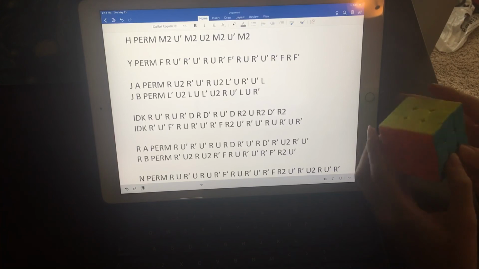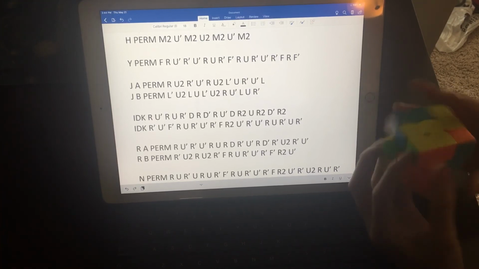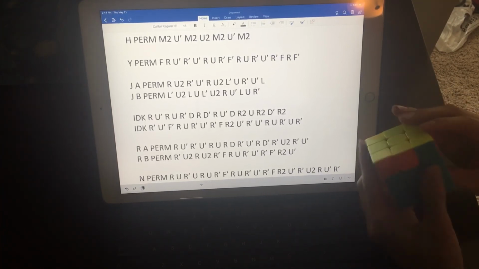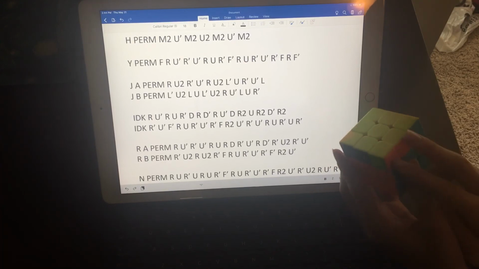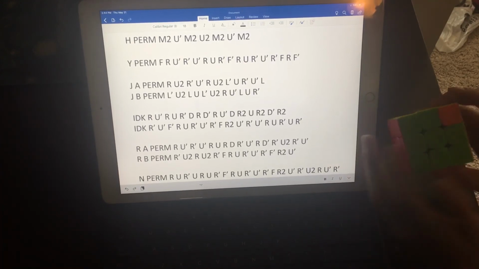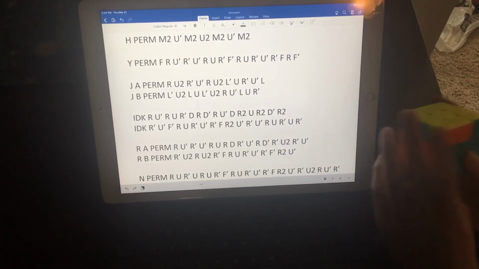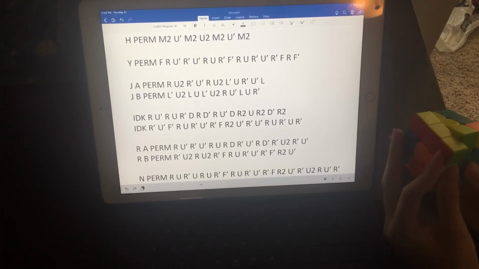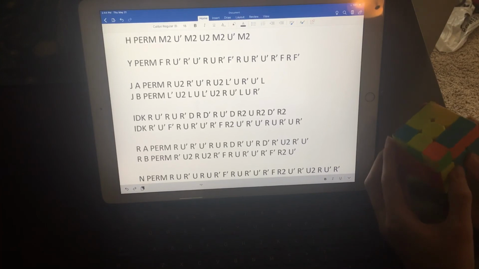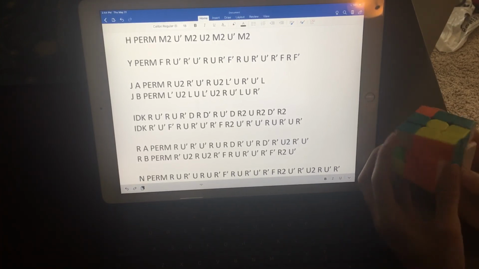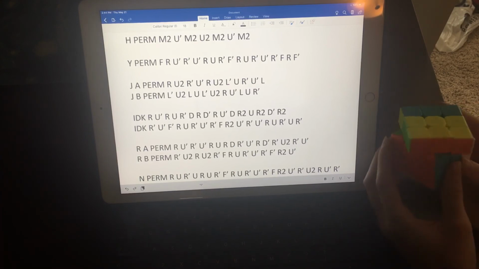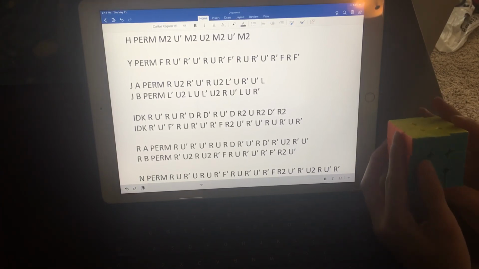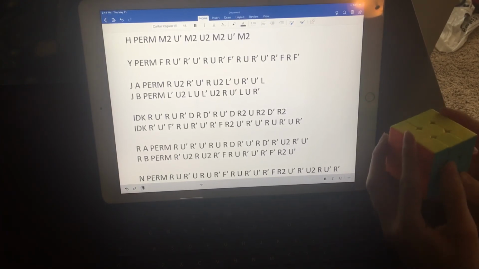Now the JB perm seems like the same thing, but the solved side goes on the right, and you have the two dots on the left instead. So you just hold it from the back, and you do the reverse of that. L prime, U2, L, U, L prime, U2, R, U prime, L, U, R prime. So that's how you see that one.